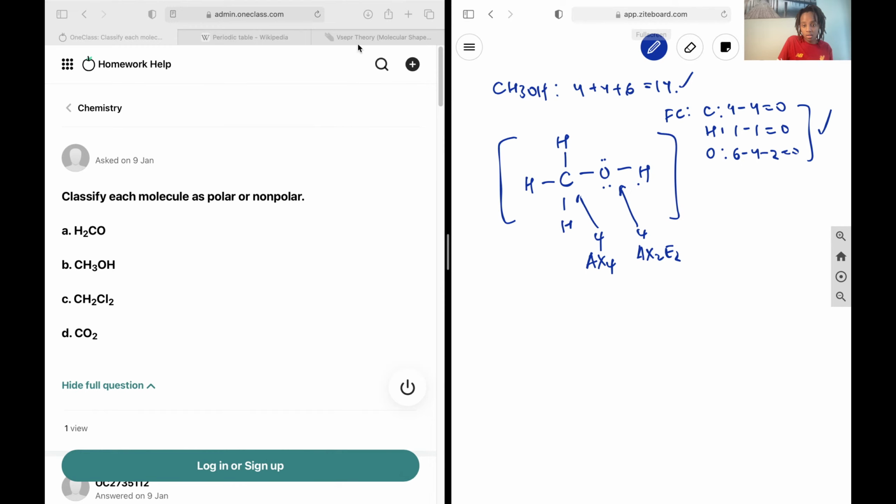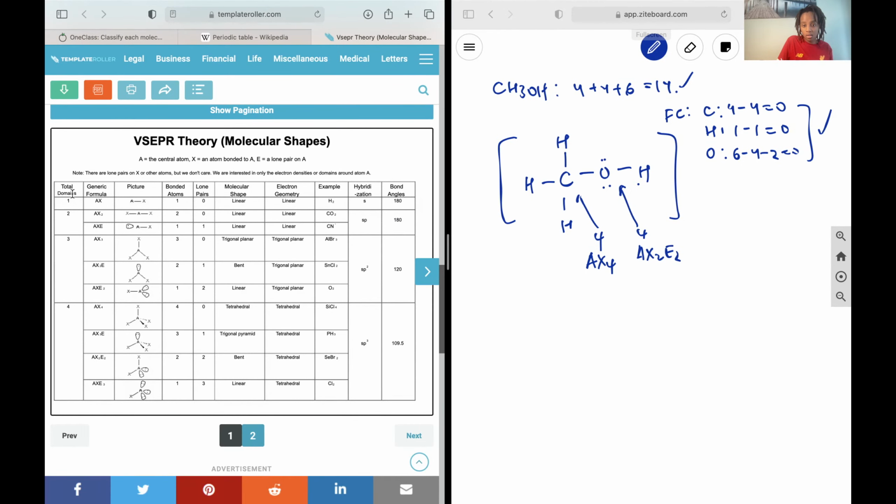And so now if you go to our VSEPR chart, around the carbon, we have 4 total domains, which we've determined, and none of them are lone pairs. And so it's going to be tetrahedral. So let's first draw the groups around our carbon. And then we can go about drawing the tetrahedral nature of our oxygen.